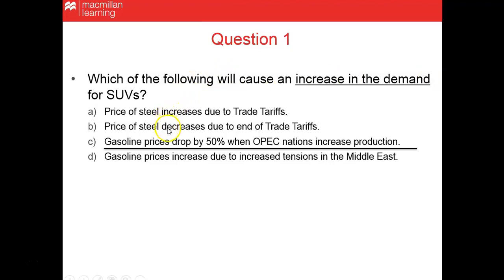Now, sometimes when I ask this question, people might say, okay, the demand for SUVs will increase if the price of steel decreases, because there's an end to trade tariffs. That, however, is not going to impact demand. Why not? Because as a consumer, I don't care what the price of steel is when I'm buying an SUV. I only care if the sellers of SUVs raise the price they're charging for my potential SUV because the cost of steel for them has gone up. I'm not buying the steel, I'm buying the SUV.